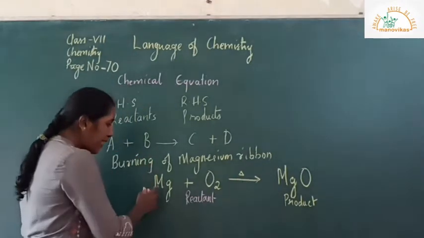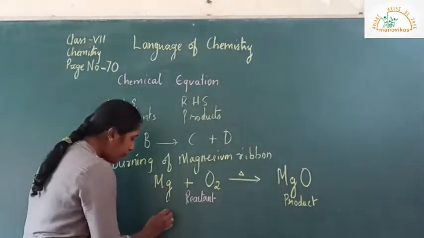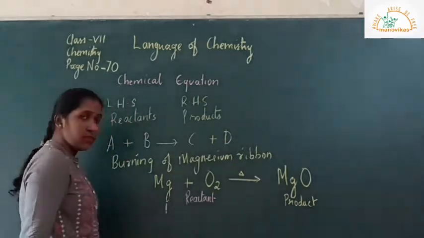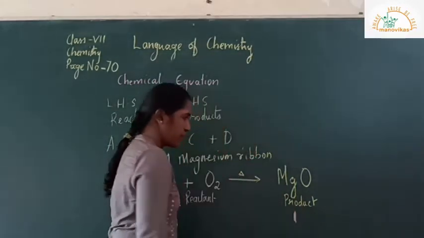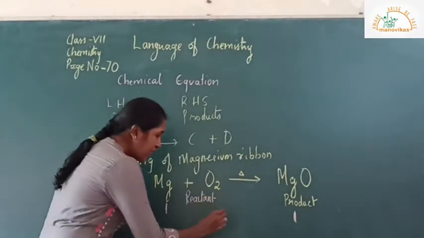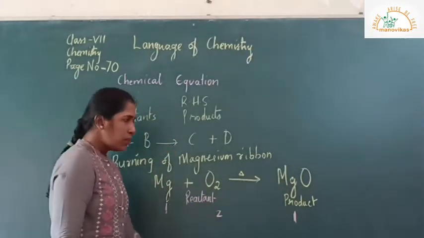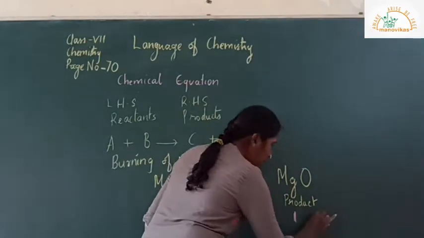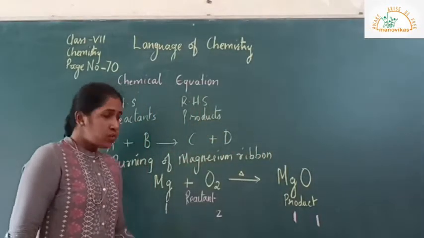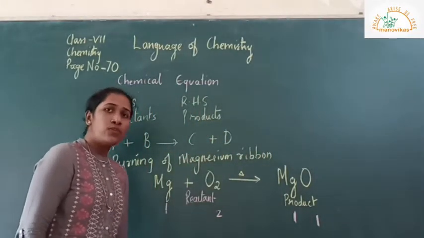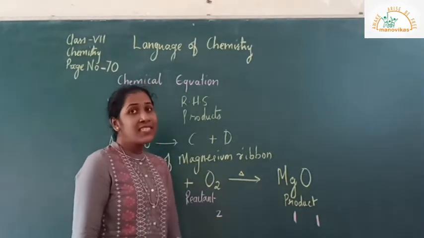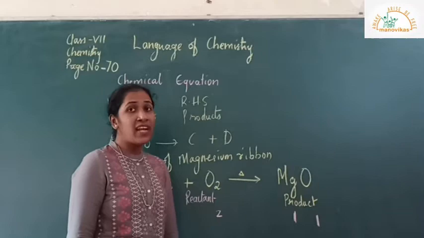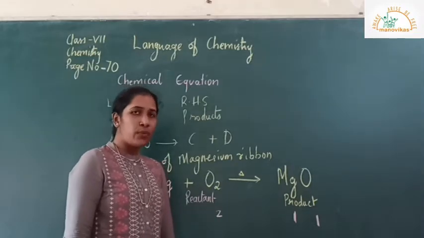Let's start with magnesium. Here magnesium is only one atom, and over here it is one atom. Oxygen is two atoms over here, but oxygen over here is only one atom. So is this equation balanced? No. When the equation is not balanced, we call it a skeletal equation or unbalanced chemical equation.